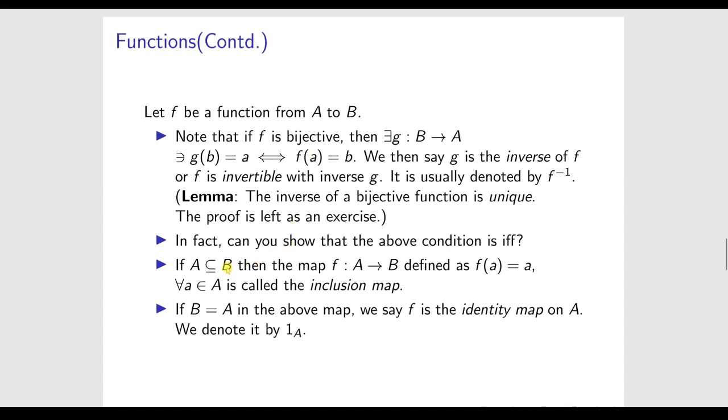Now if A is a subset of B, then the map f from A to B defined as f(a) equal to a for all a in A is called the inclusion map. If B equal to A in the above map, we say f is the identity map on A, and we denote it by 1 with a subscript A.